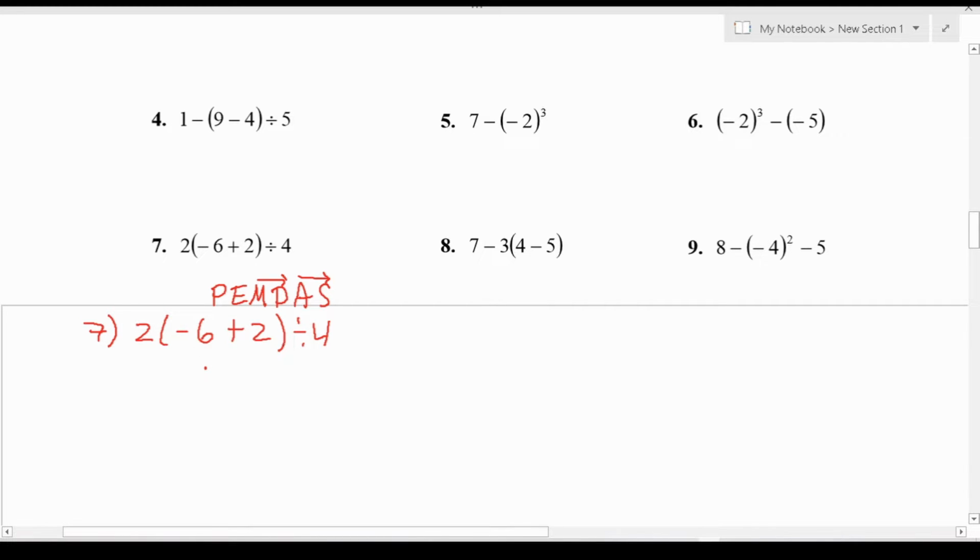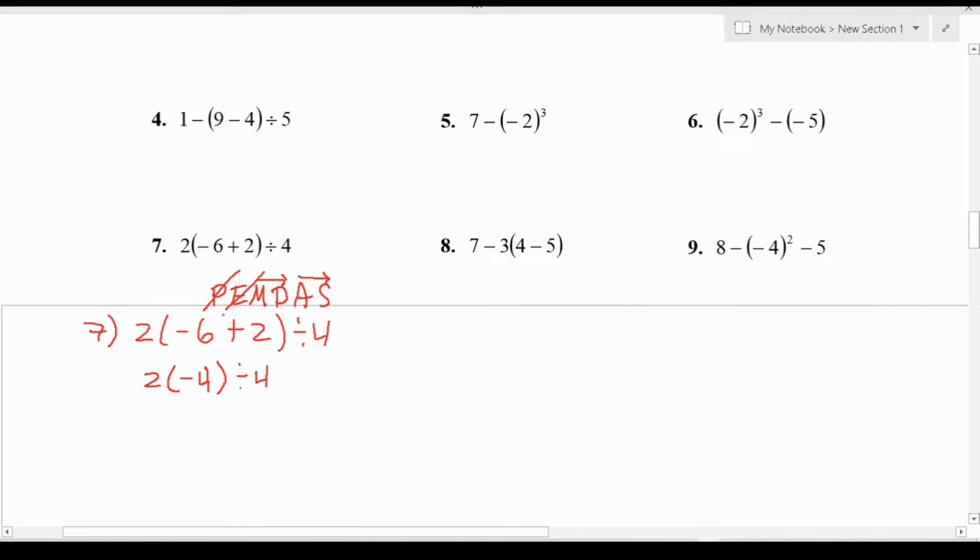We can see we have parentheses, and in parentheses we have -6 plus 2. So without doing anything else, I'm going to work that out first. -6 plus 2 is -4. Again, this is divided by 4. So we worked on our parentheses. Let's look for exponents. As we can see, there are none, so we'll cross that out.